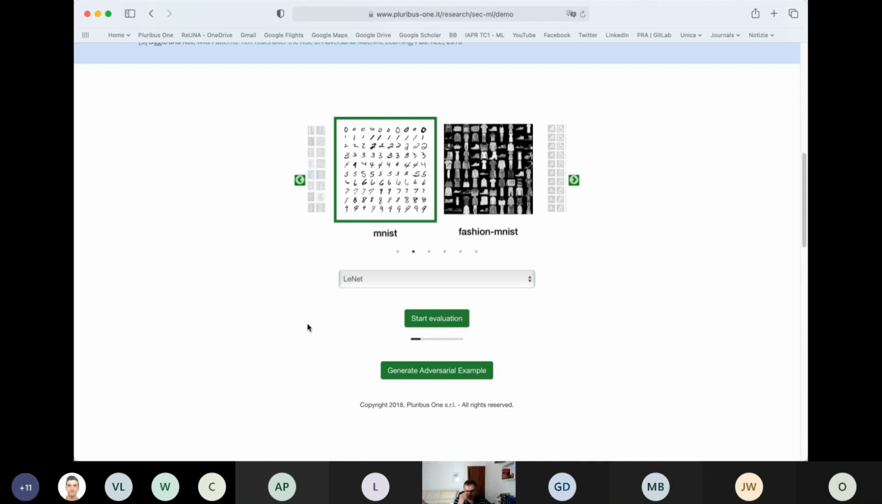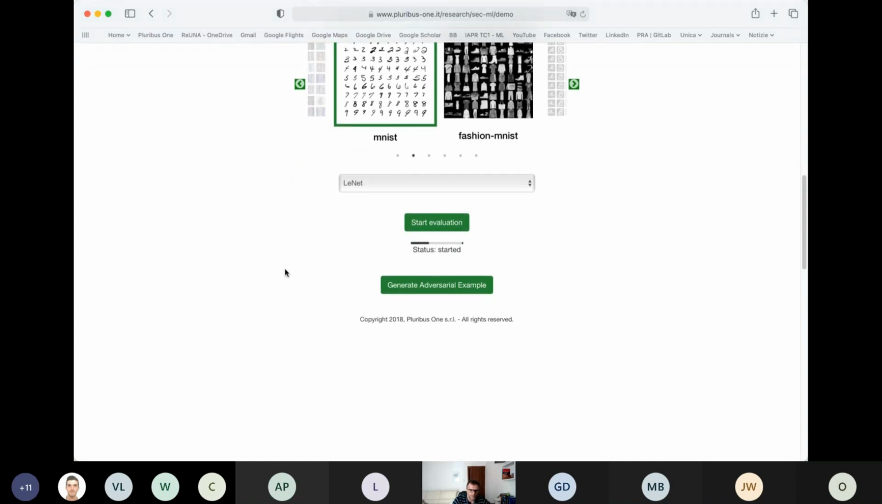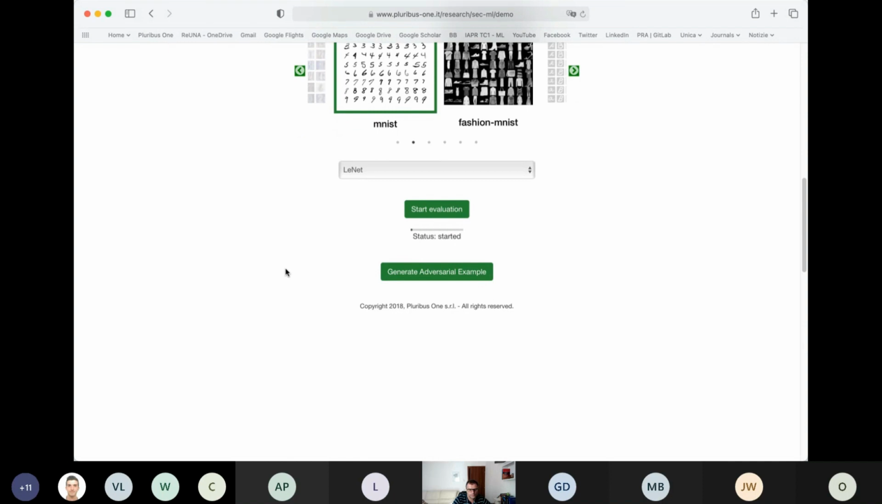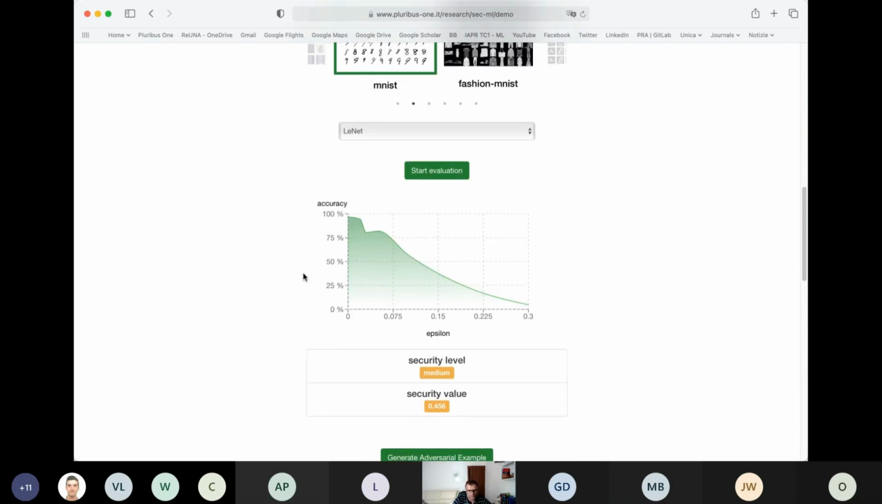This will produce the security evaluation curve for this model. It takes a while, I think, because this network is a bit larger than the other one. That eventually should display this curve where you have accuracy versus an increasing level of perturbation. You see that the accuracy decreases as soon as epsilon increases. You may have some exceptions here, but this depends.